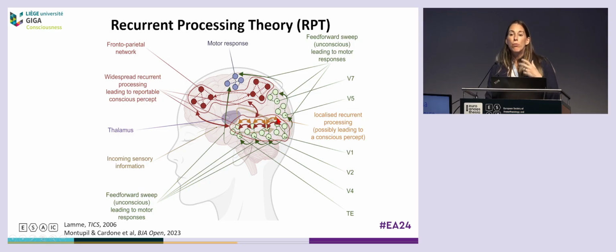But to be fully conscious or fully reportable verbally, this information needs to be processed more globally into this frontoparietal network that you can see here in red, using this widespread recurrent processing. And here again, you can have motor output afterward, like here in blue.